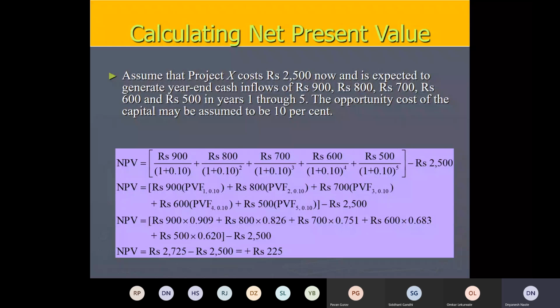Or you can just check whether you are getting 0.909, 0.826, 0.751, 0.683 and 0.620. So these are nothing but the present value factors. Fine. So I hope you understood.